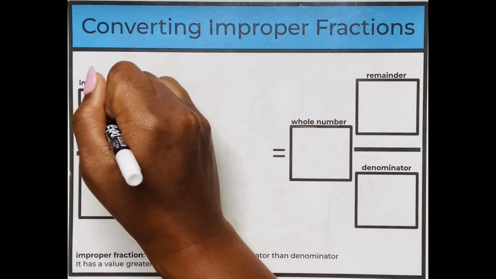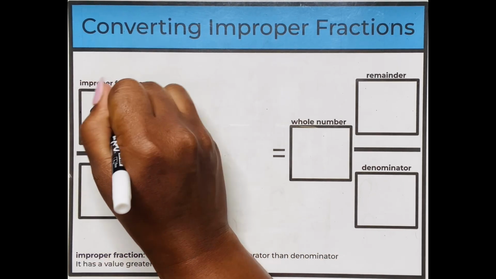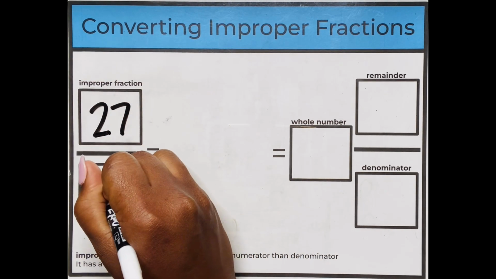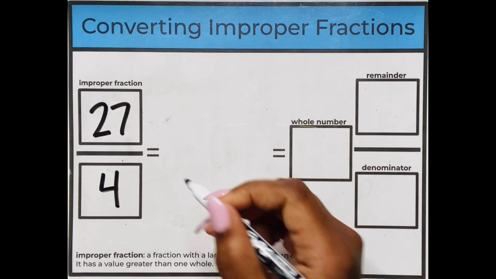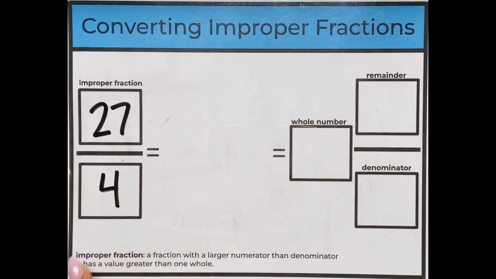Pause the video. Write the next problem down. You have 27 fourths. Again, improper fraction because the numerator is larger than the denominator. Larger numerator than denominator. So we have to what?